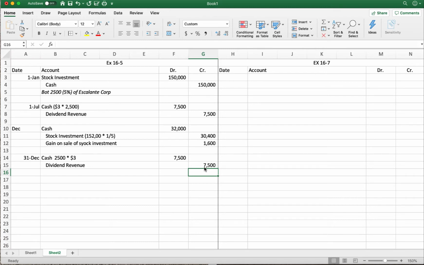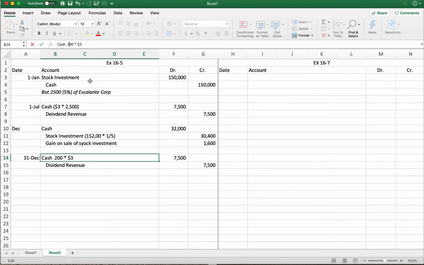Now, I hope you stop and look at what we just did. We recorded a dividend, right? The journal entry is correct. Debit cash, credit dividend revenue. But something's wrong with that dollar amount. We need to keep track of the number of shares that we hold, okay? We originally bought 2,500 on January 1st. However, on December 1st, we sold 500 shares. We don't have 2,500 shares anymore. We have 2,000 shares.